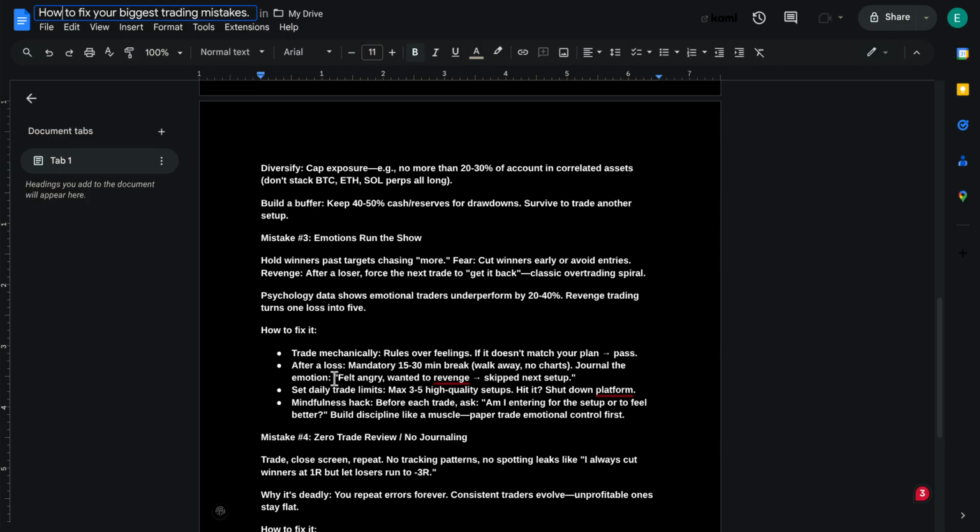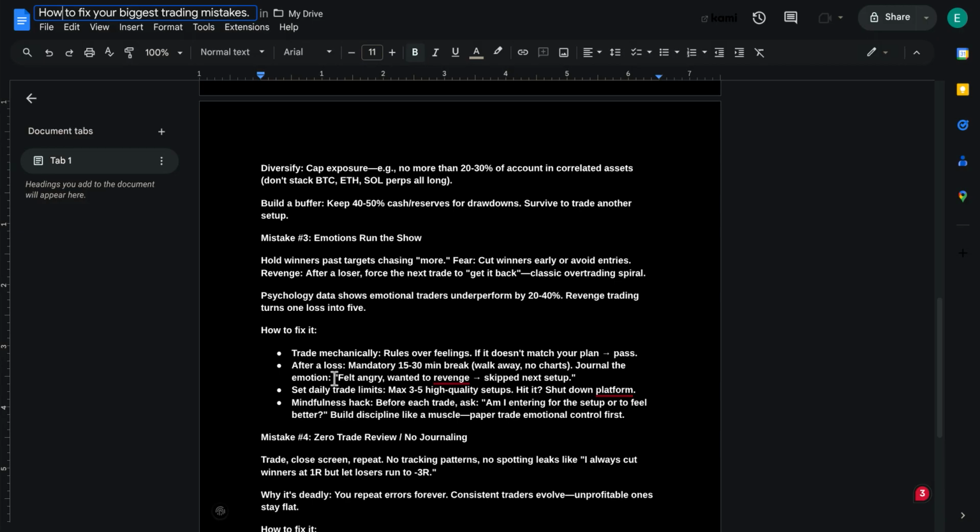And after a loss, take a mandatory 15 to 30 minute break. Walk away from the charts, step outside for a sec, just clear your mind. And also, you want to journal your emotions. If you felt angry, if you wanted to revenge trade, if you skipped the next setup, these are all things that you can journal down and that you can review and help you see what exactly went wrong. Set daily trade limits. Like I said, mine is max 2, but there are many people that do 3 to 5 high quality setups. And if you hit it, just shut down your computer and get off.